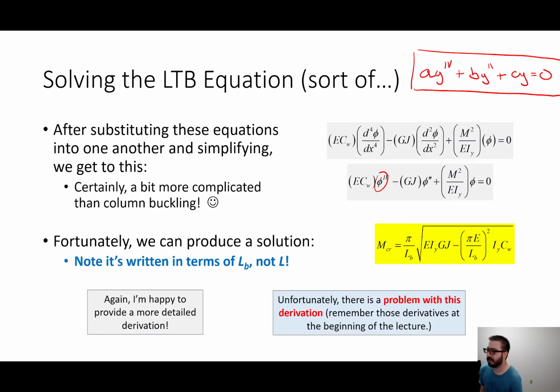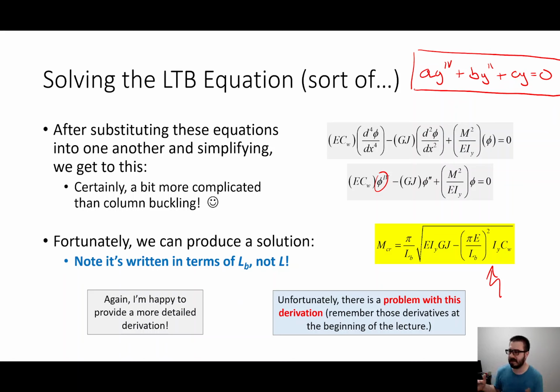Okay, long story short, we can produce a solution to this differential equation, and the solution is actually this right here. Again, I'm happy to provide a more detailed solution, but suffice it to say that this solution works. Now, there is a problem with this derivation. The issue goes back to that very first slide I showed you about the derivatives. Remember those derivatives at the beginning of the lecture where we could factor out the 5, but we couldn't factor out the x cubed? Here's the issue with this solution.